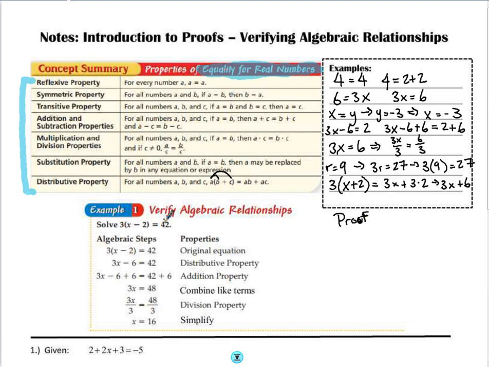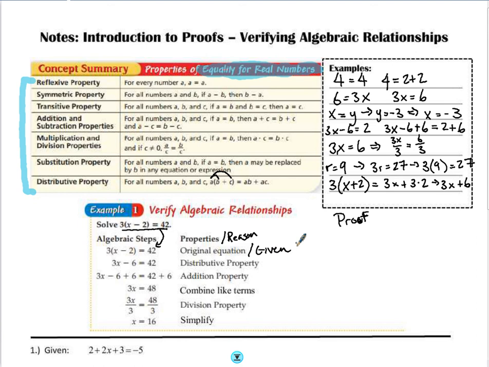So if we were asked to solve the quantity 3 times x minus 2 is equal to 42, the first thing that I would always want to write down is the original equation that they gave me. So here's my equation, and I write that down as my first step. The reason that I wrote that down was because that was my original equation, or my given information. We're always going to start with the given information that they give me.